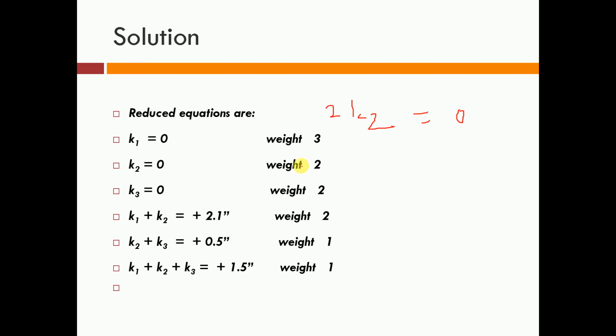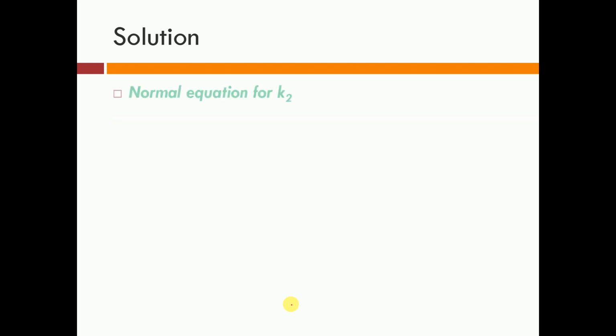So twice K1 plus twice K2 is equal to 4.2. Then here the weight is 1. So multiply this equation with 1. So as it is, K2 plus K3 is equal to 0.5, no change. In the third equation, the K2 term is involved. So the weight is 1, so the equation will remain as it is.